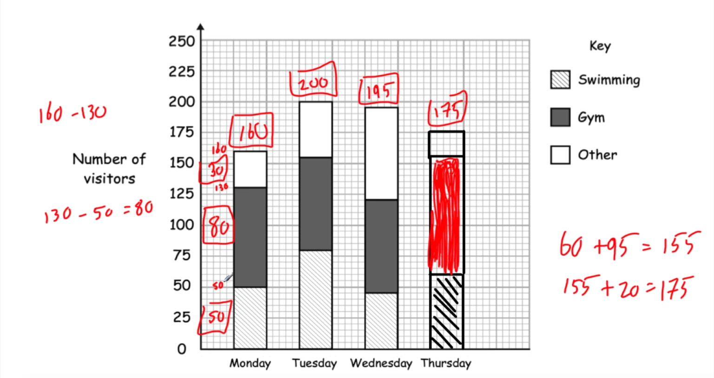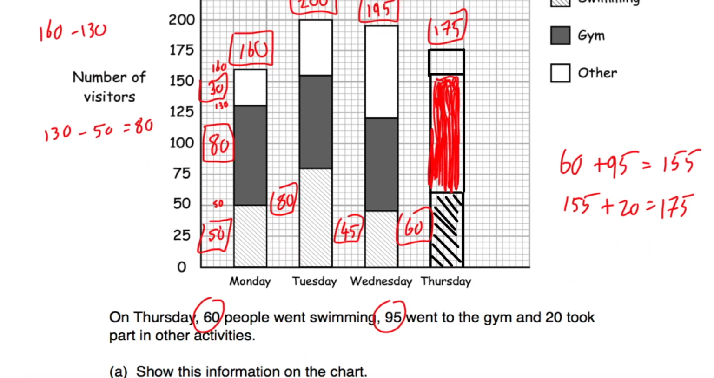So we can see that 50 people went swimming on Monday. In terms of Tuesday, that's 75, 80, so 80 people went swimming on Tuesday. On Wednesday, it's 5 below 50, so it's going to be 45 on Wednesday, or you could go 25, 30, 35, 40, 45. And on Thursday, we were told in the question that was 60. We were told that 60 people went swimming on Thursday.